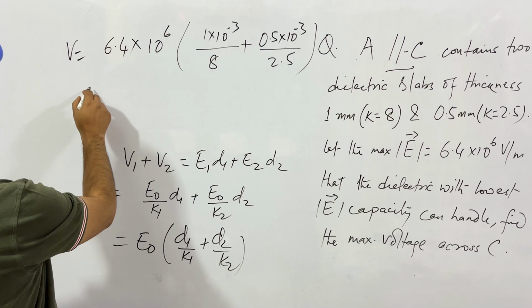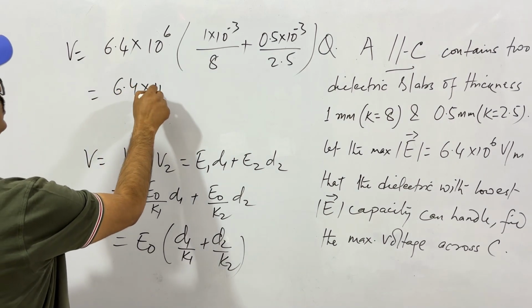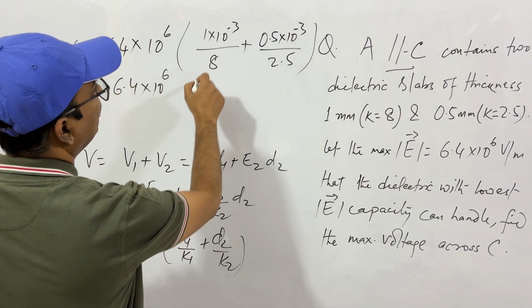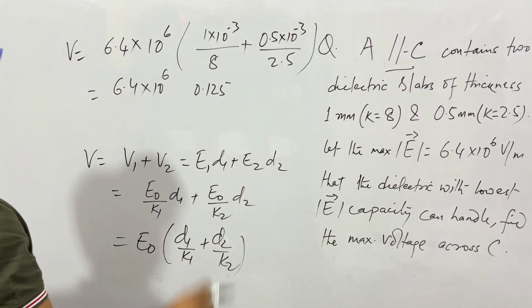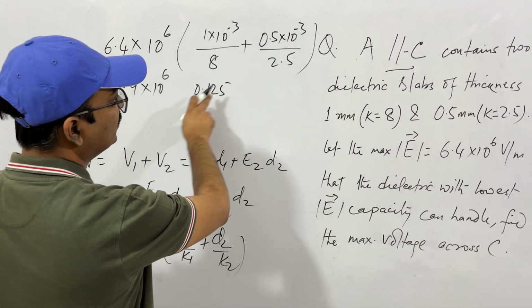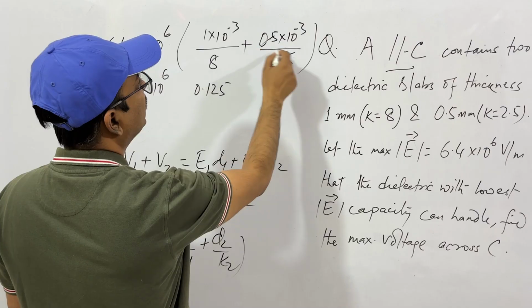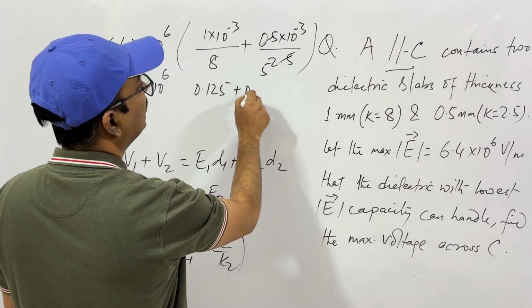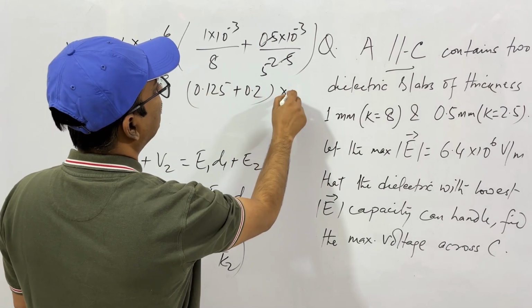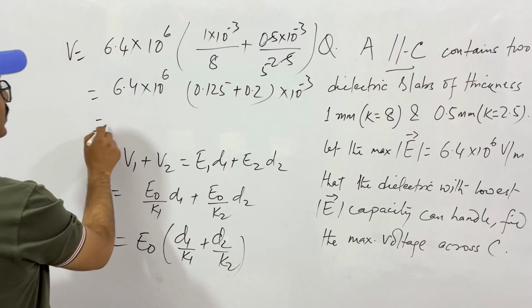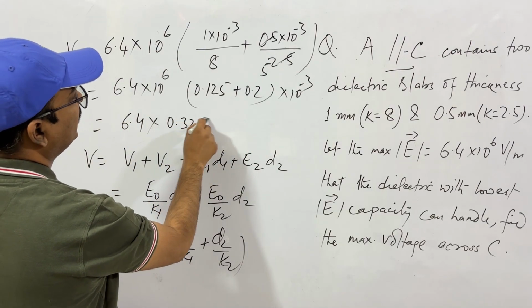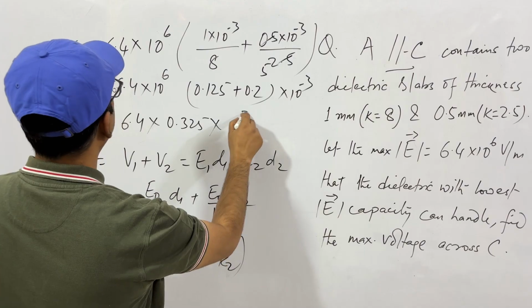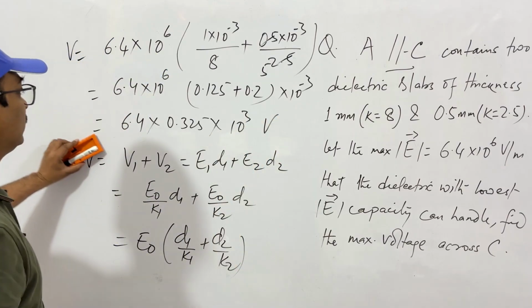Okay, so what do we get? We get 6.4 into 10 to the power 6. This is 1 by 8, that you can write as 0.125, because 0.25 is 1 by 4, so by 2 is 0.125, and then 1 by 5, that is 0.2 into 10 to the power minus 3. So what do you get? You get 6.4 into 0.325 into 10 to the power 3 volts, that is kilovolts.